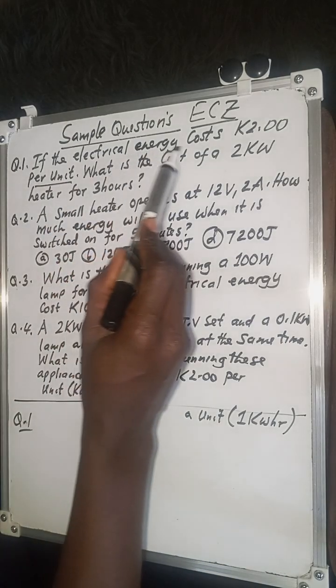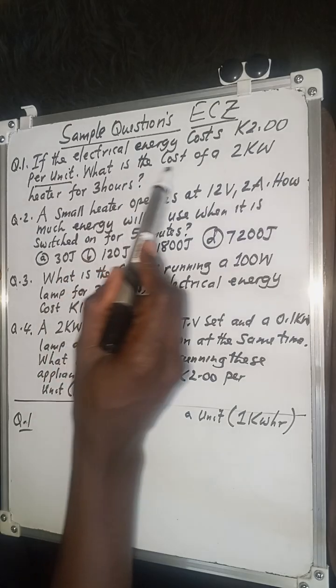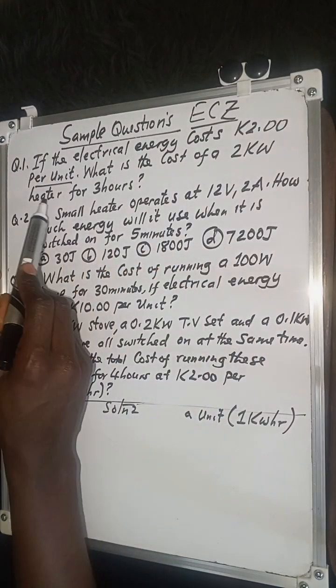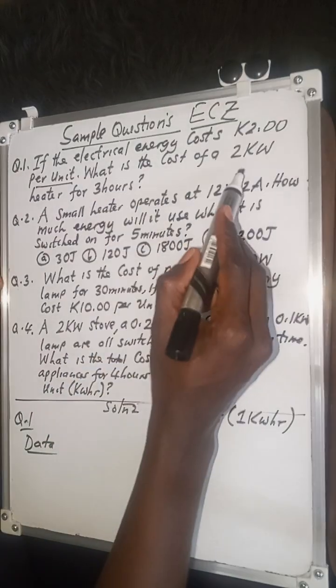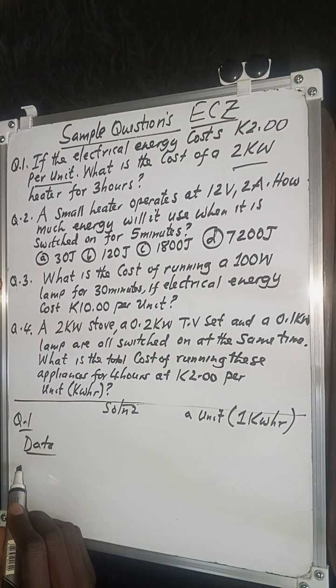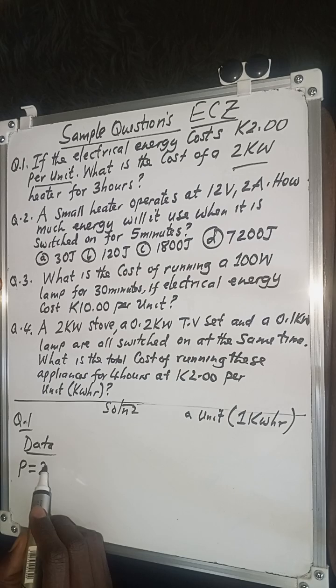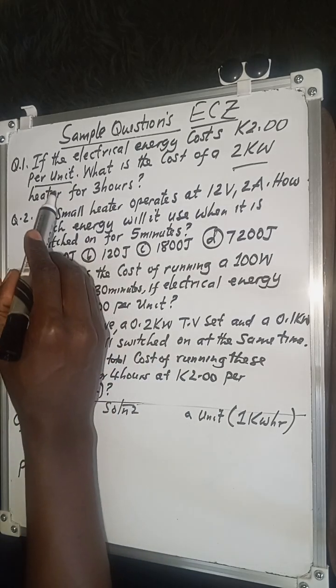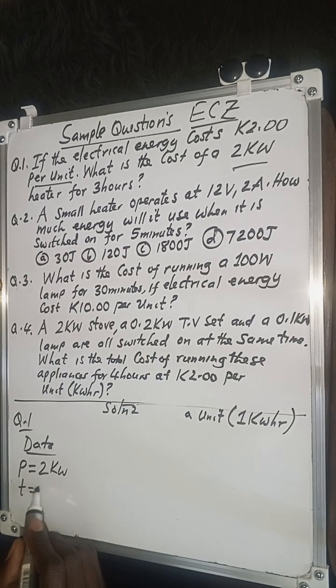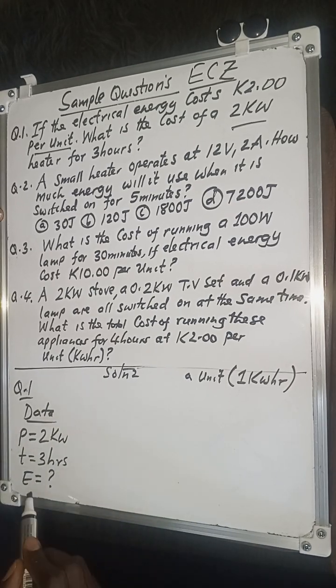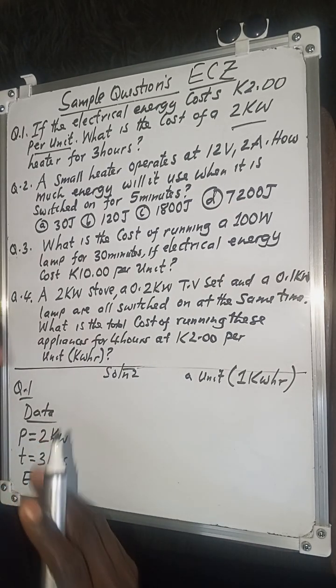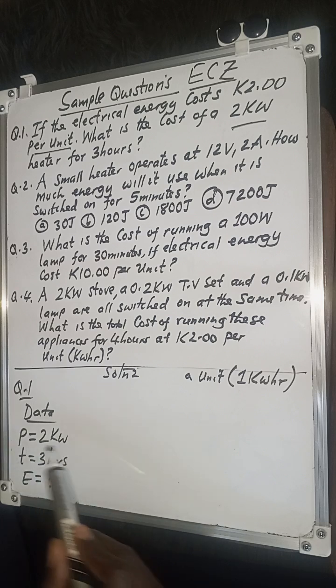So it says if the electrical energy costs 2 kwacha per unit, what is the cost of a 2 kilowatt heater for 3 hours? According to the data, they have given us 2 kilowatt, that's the power, the larger unit for power. And it was operated for 3 hours. So the first key is for you to find the electrical energy. First of all, get to know how much electrical energy the appliance consumes in these 3 hours.